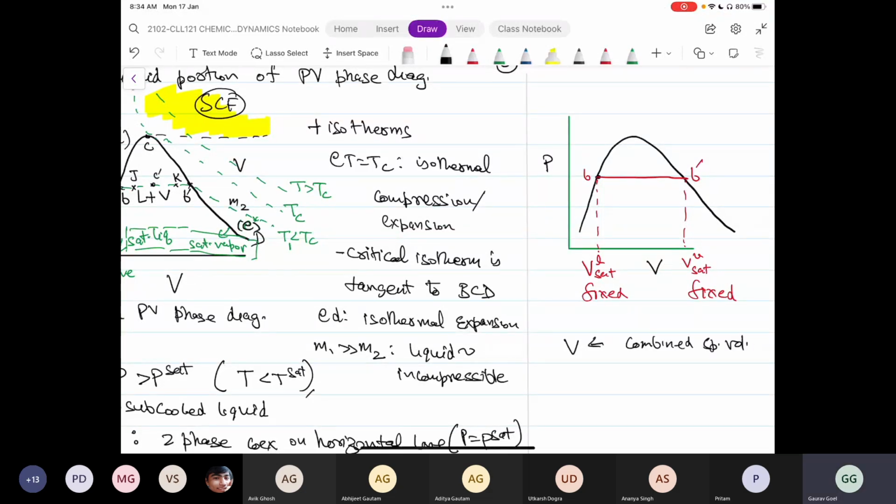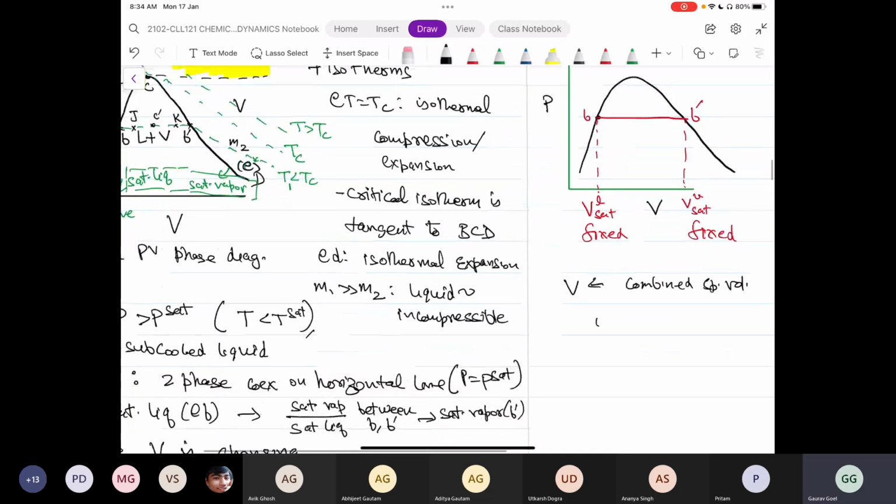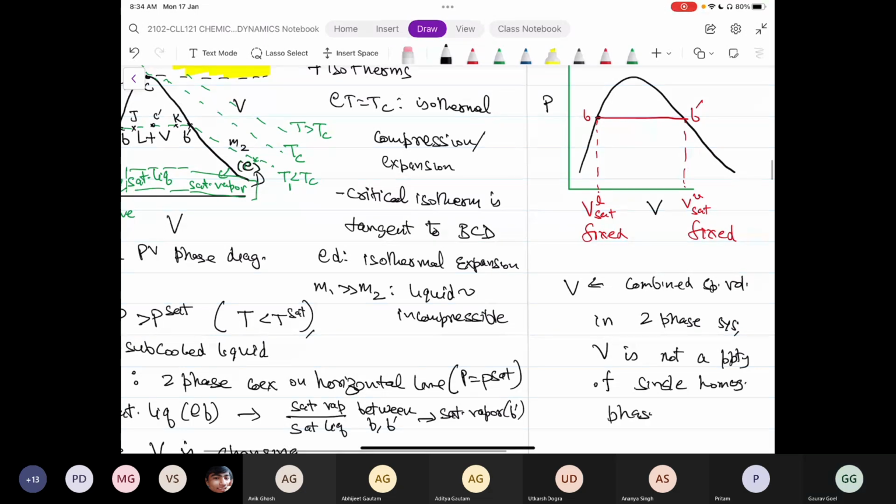a combined specific volume in a two-phase system. V is not a property of a single homogeneous phase. The Gibbs phase rule doesn't apply to V. So thermodynamics is not putting any constraint on me.